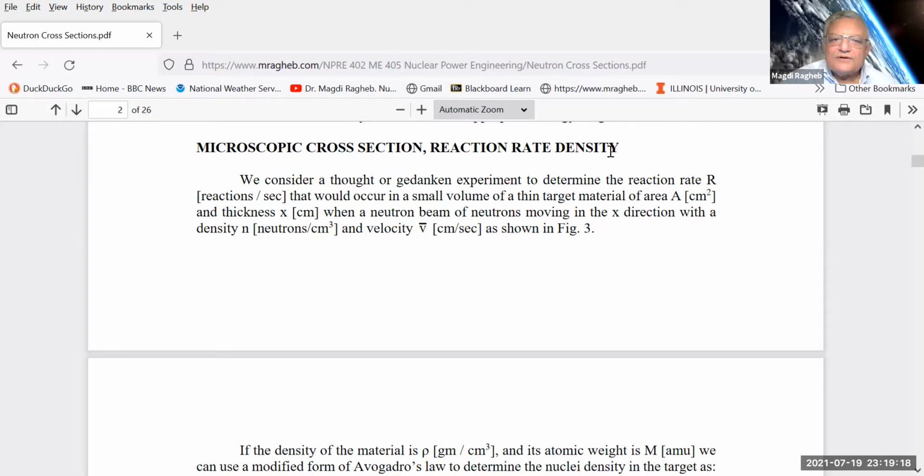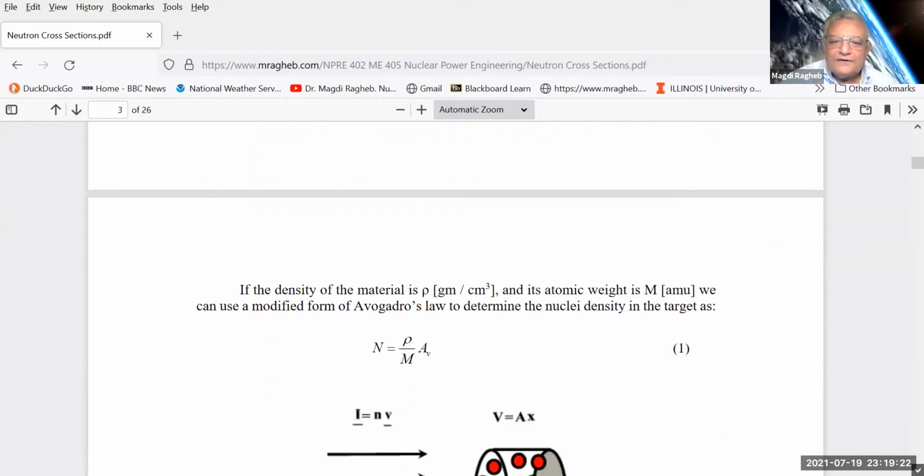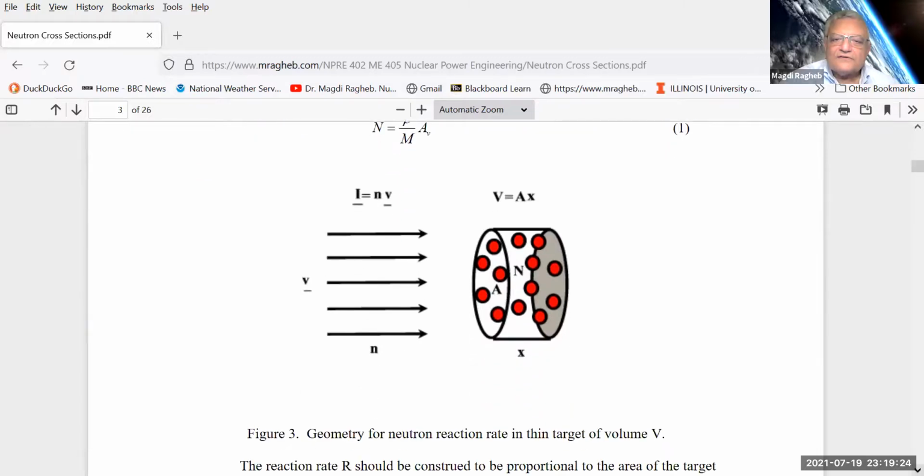Density implies per unit volume. So let us take figure 3 here. In figure 3, let us assume that we have some material. It doesn't have to be a fissile material like uranium. It could be simply concrete, for instance. And let us take a small thickness of that material. We'll call it the target. The thickness is X, and the cross-sectional area is capital A.